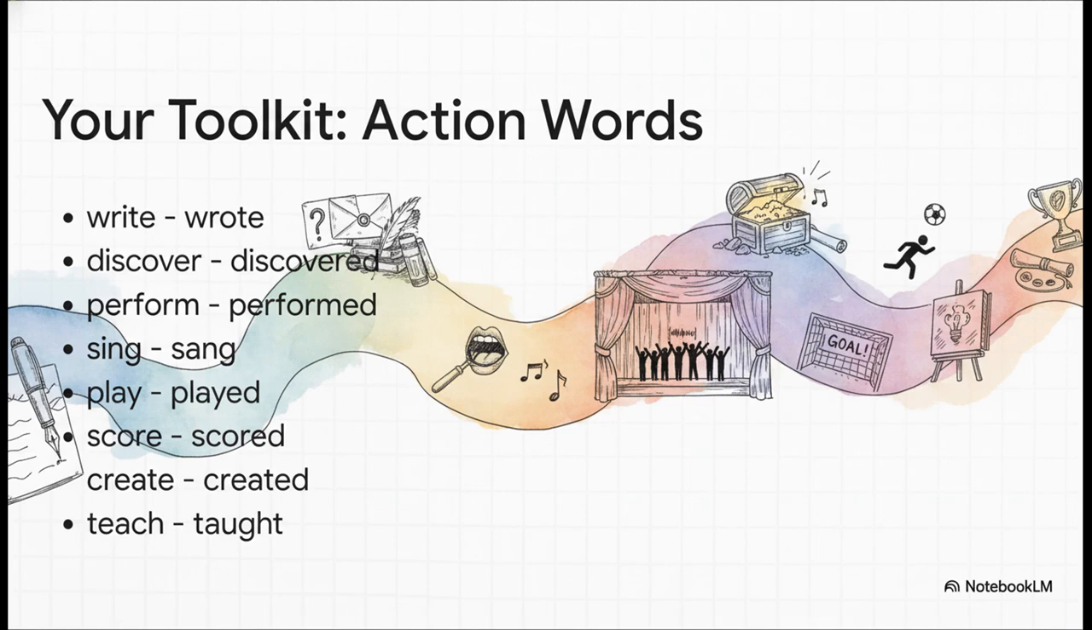Okay, but a person is more than just a job title. We need action, and this is how we get our story moving. A writer wrote, a scientist discovered, a singer sang. You see? These action words, these verbs are so important because biographies are all about what happened in the past. This is the what they did part of the story.